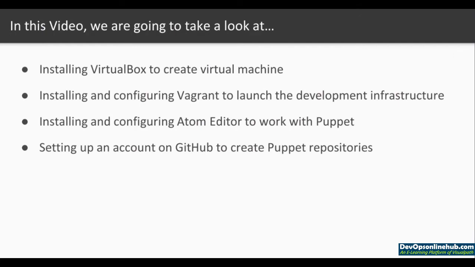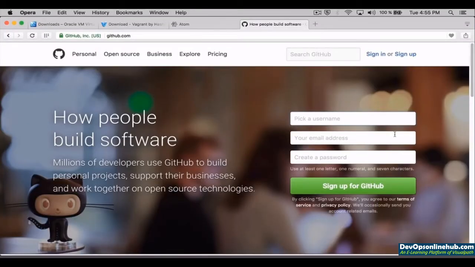The last step in the install and setup stage is to set up an account on GitHub. If you're not aware what GitHub is, it is an online project hosting service for version-controlled repositories using Git. To create an account on GitHub, we need to go to github.com and we need to sign up for an account. So we need to pick a username here. So we can name it extending-puppet.